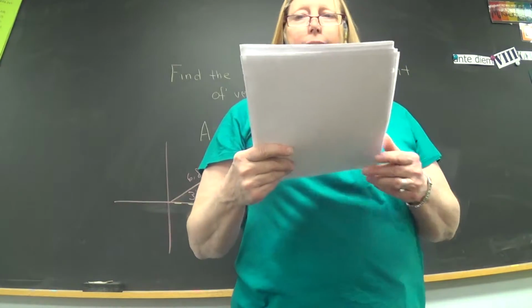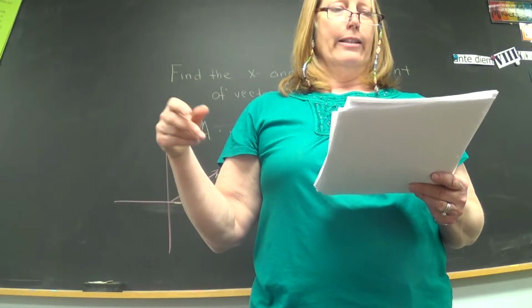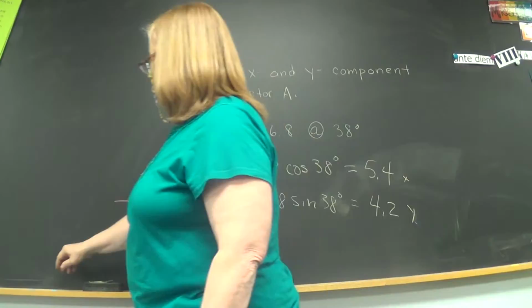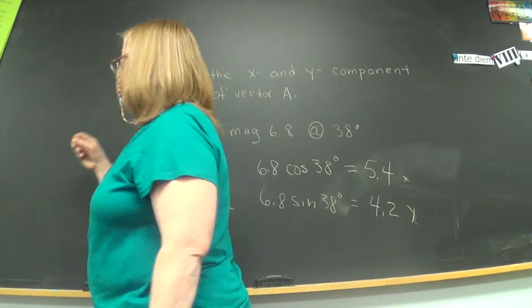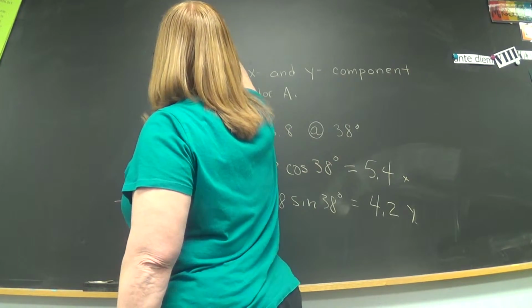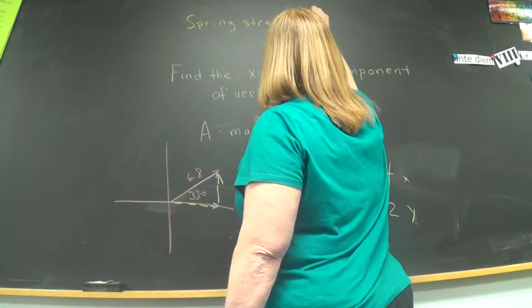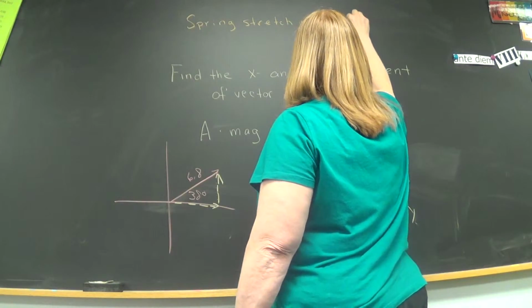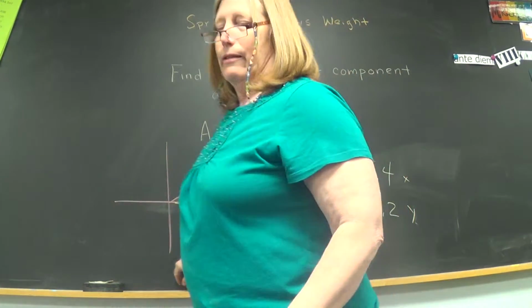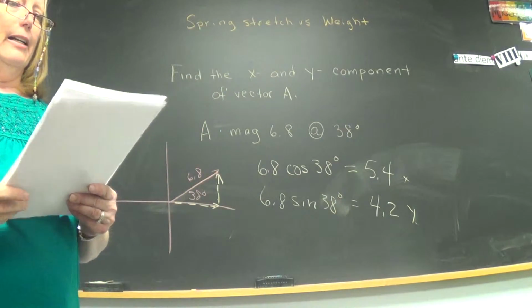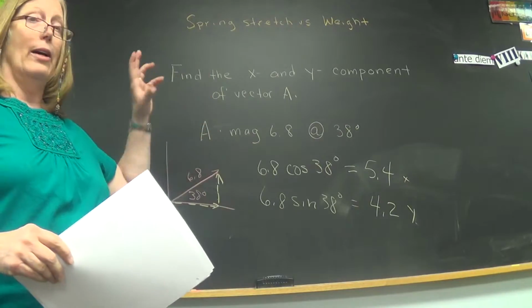Recall that every graph needs a title at the top. So this could be the stretch of a string, the stretch of a spring, or you could say, I know how we titled them. We used whatever was on the vertical versus whatever's on the horizontal. So it was spring stretch versus weight graph. You don't have to use the word graph, but that needs to be a title up there somewhere. And every axis has a title and a unit.